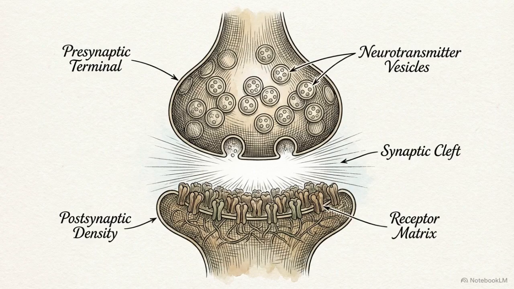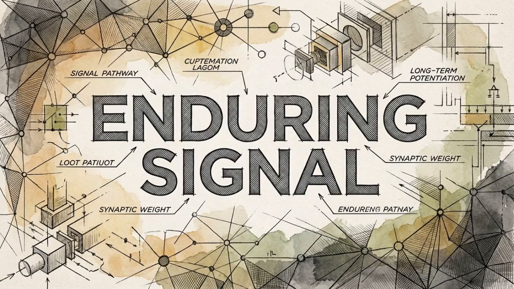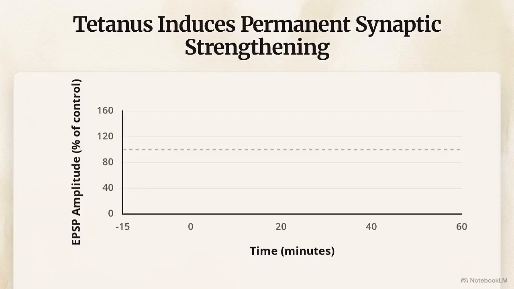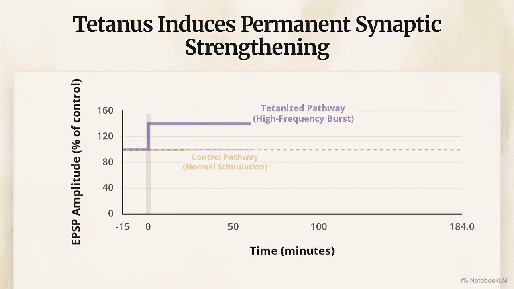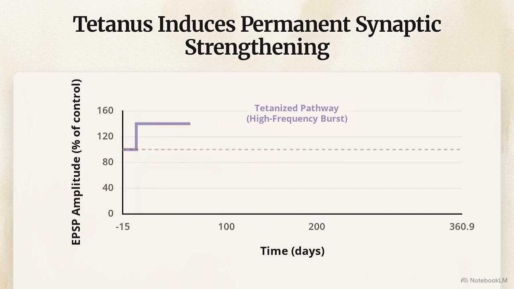It is at this specific junction that we can consistently observe long-term potentiation, or LTP, a persistent, long-lasting increase in synaptic efficacy that follows a brief burst of high-frequency stimulation. This graph illustrates the baseline LTP experiment. It tracks two distinct datasets over 60 minutes. The control pathway, receiving normal stimulation, remains flat, but the tetanized pathway, the one exposed to a high-frequency burst, shows a sustained, elevated EPSP amplitude that does not return to baseline.